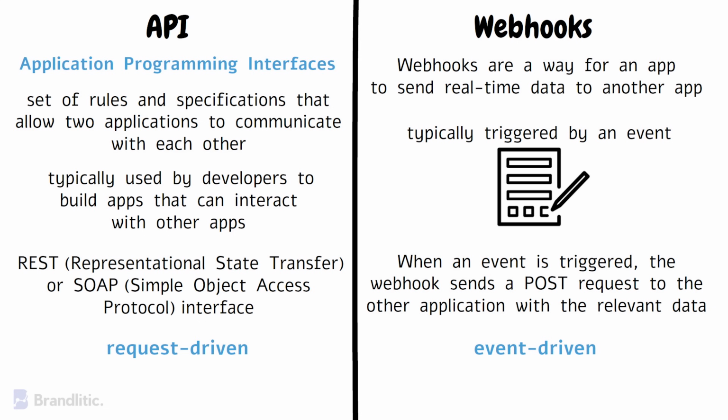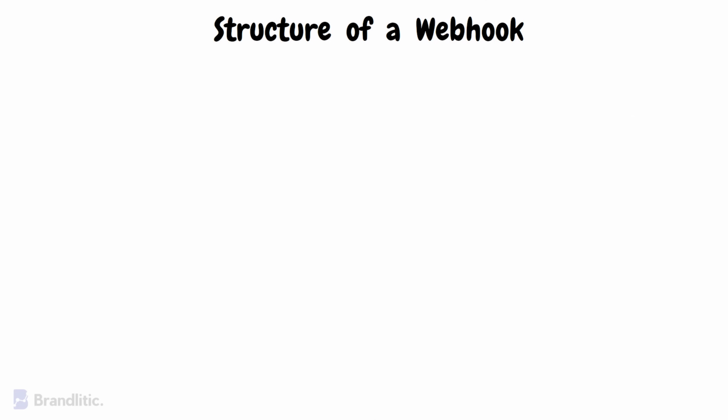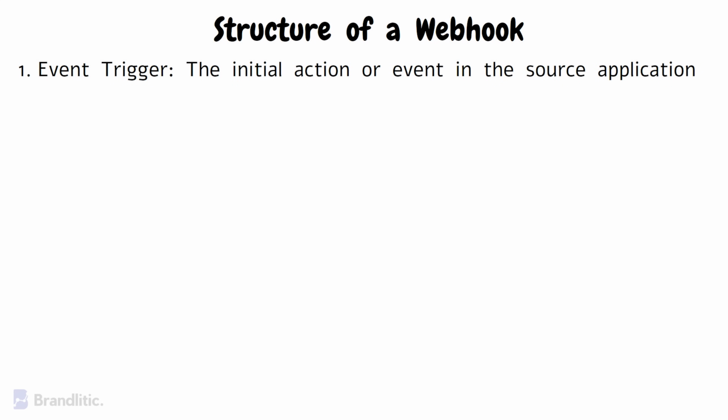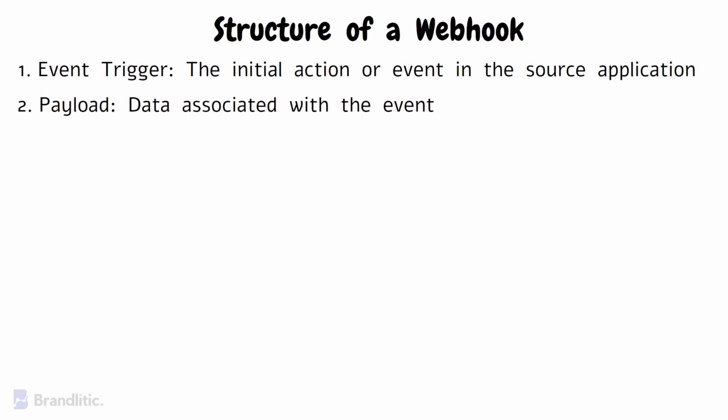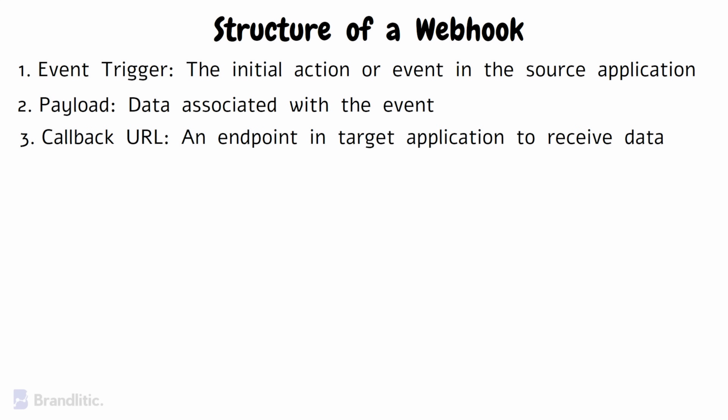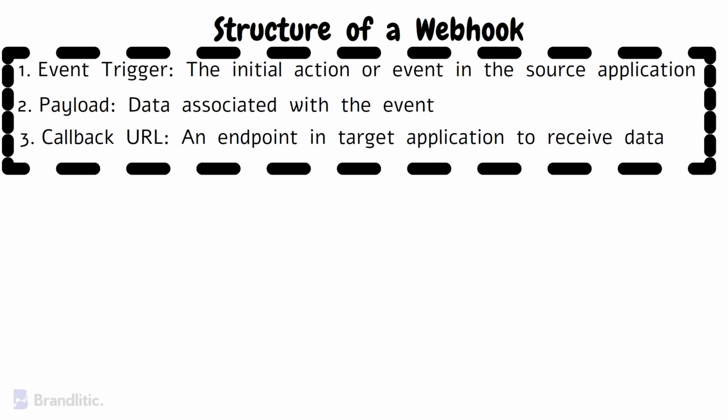Next, to grasp the concept fully, it's vital to break down the structure of a webhook. A webhook's structure involves key components and steps for real-time data transfer between two applications. These include number 1, event trigger, which is the initial action or event in the source application. Number 2, payload, which is the data associated with the event. Number 3, callback URL, which is an endpoint in the target application to receive data. These three form the key components of a webhook structure.